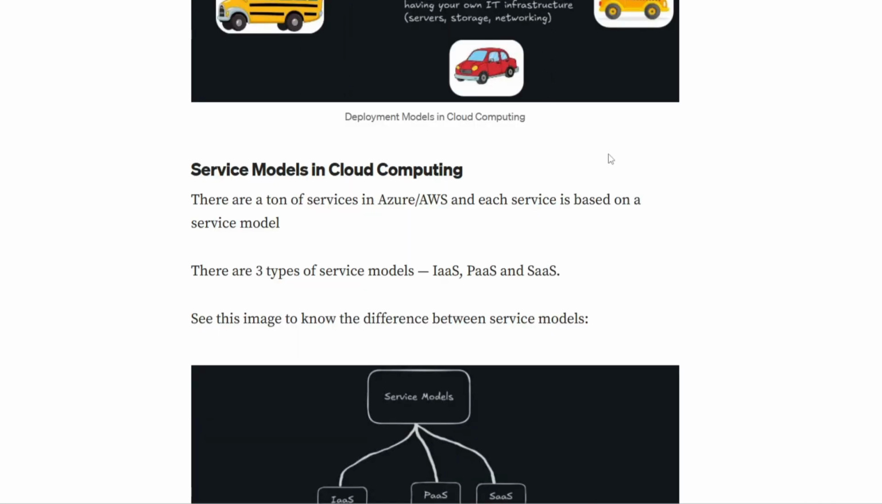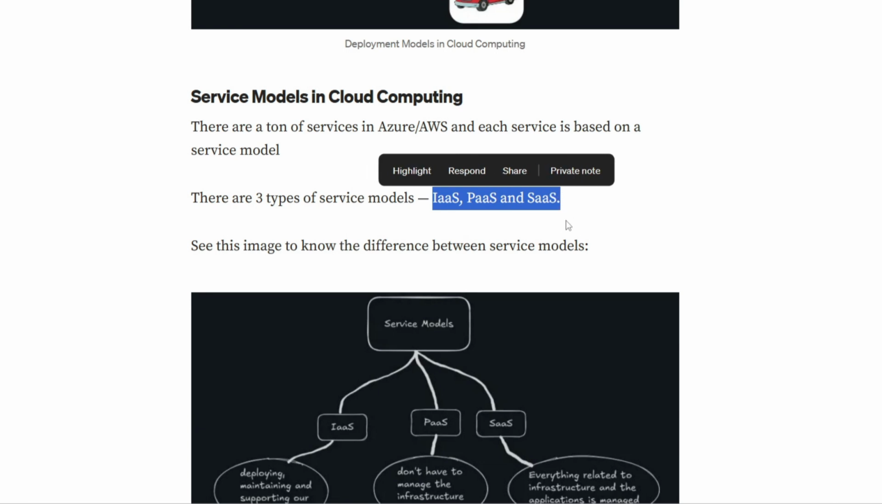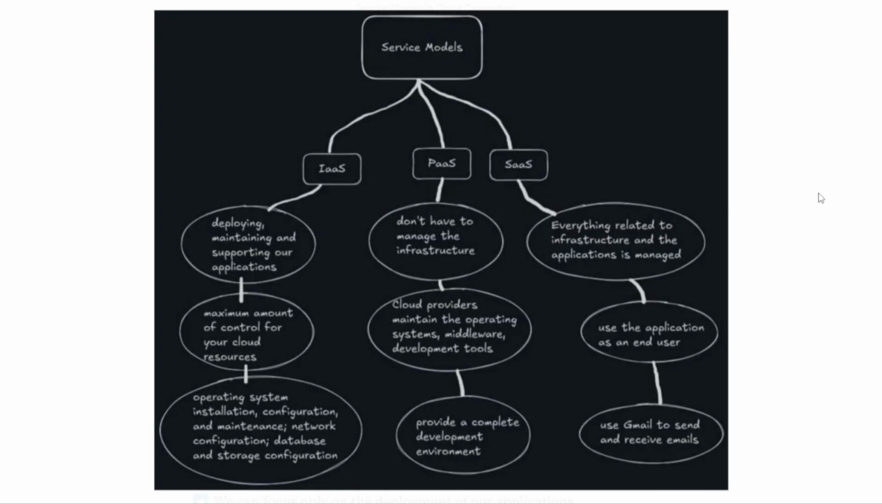Now, let's look at service models in cloud computing. There are a ton of services in Azure or AWS, and each service is based on a service model. Primarily, there are three types of service models. They are infrastructure as a service, platform as a service, and software as a service. Let's understand the three types of service models.